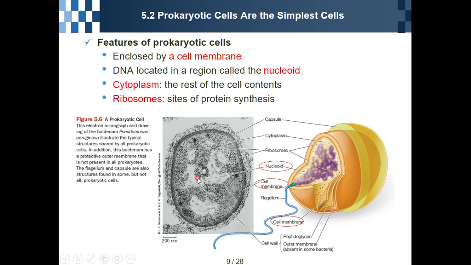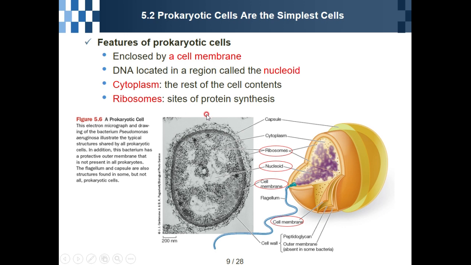Next, they have the cytoplasm. Cytoplasm is the rest of the cell content, after the nucleoid. And finally, they only have the ribosome. A ribosome looks like a black dot. The ribosome is the site of protein synthesis.